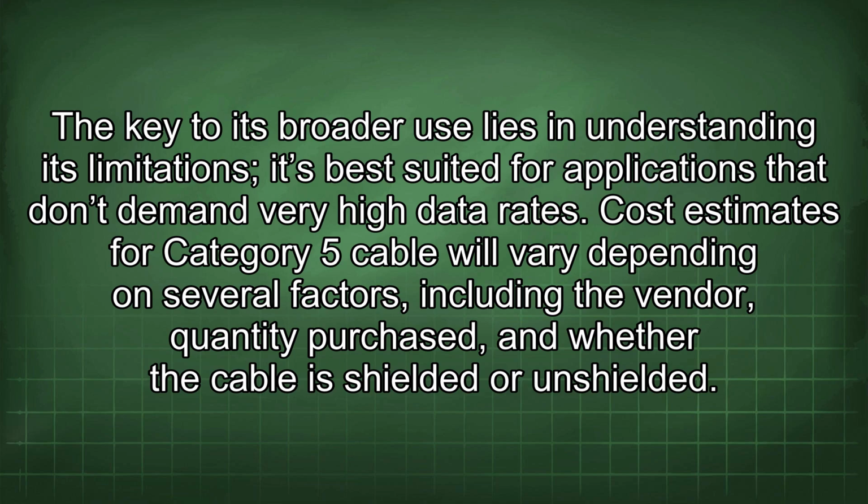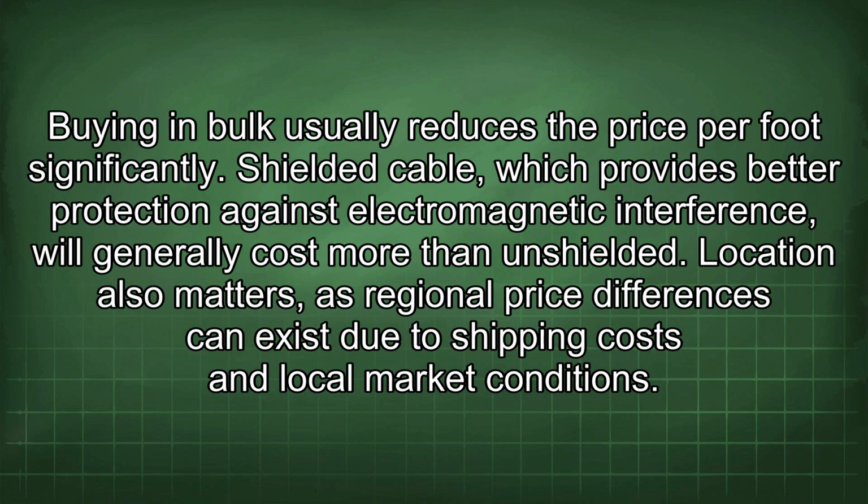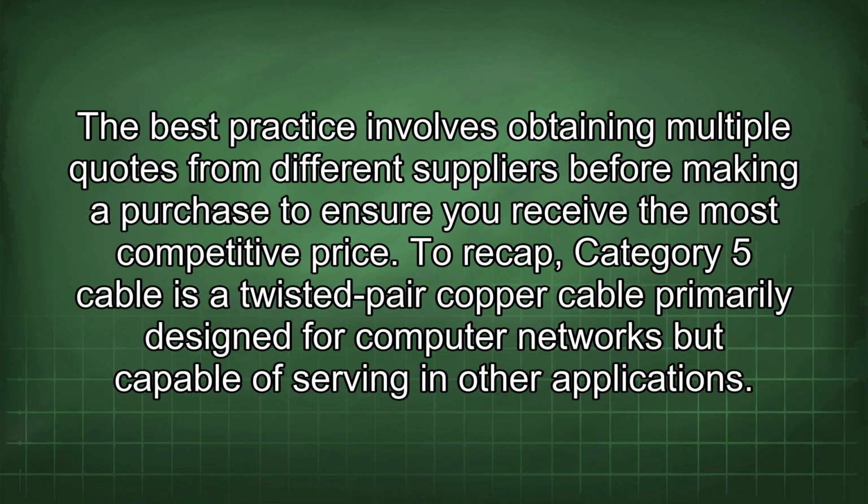Cost estimates for Category 5 cable will vary depending on several factors, including the vendor, quantity purchased, and whether the cable is shielded or unshielded. Buying in bulk usually reduces the price per foot significantly. Shielded cable, which provides better protection against electromagnetic interference, will generally cost more than unshielded. Location also matters, as regional price differences can exist due to shipping costs and local market conditions. The best practice involves obtaining multiple quotes from different suppliers before making a purchase to ensure you receive the most competitive price.